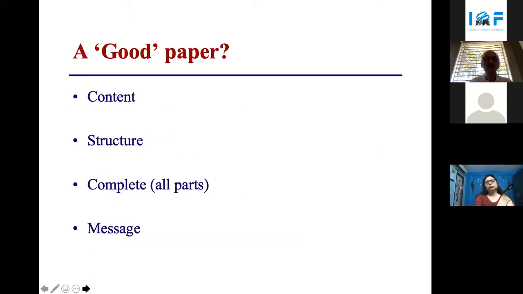What we need to do is to look at a paper and look at whether it's good. A lot of people ask me, what is a good paper? And it's very difficult to say what is good. What is good for you may not be good for somebody else. But generally for me, a good paper is a paper which has good content, a structure. It's complete in all its parts, and there are numerous parts to an original paper, or even for that matter, a review article, an editorial, or any other kind of paper. And finally, it must have a message. If it doesn't have a message, then it's incomplete. And if it's incomplete, then it's not good. So these are the four elements that need to be present in a good paper.